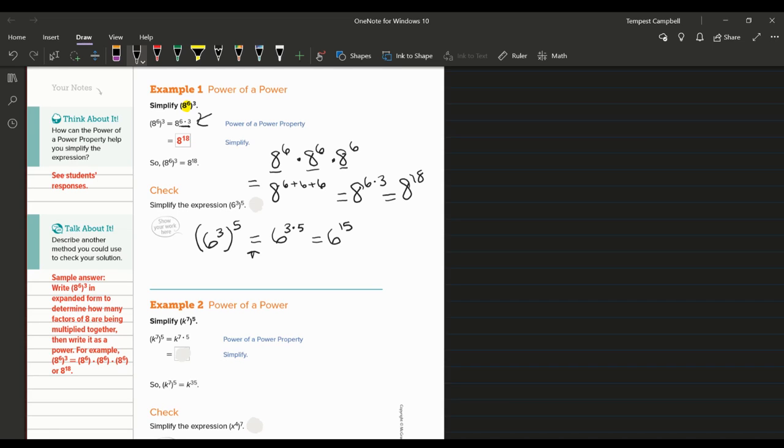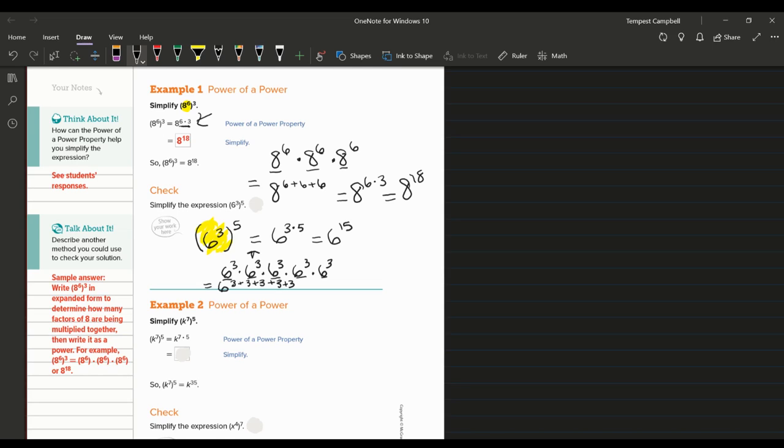If you need to do the step that's in between here, remember, this whole thing is our base, and then it's to the power of 5, so we can rewrite it as 6 to the power of 3 times 6 to the power of 3 times 6 to the power of 3, and we have to have 5 of those. So 6 to the power of 3, 1, 2, 3, 4, and 5. And remember, we can rewrite repeated multiplication because we have the same base. We use our rule we already know, 3 plus 3 plus 3, 1, 2, 3, 4, 5.